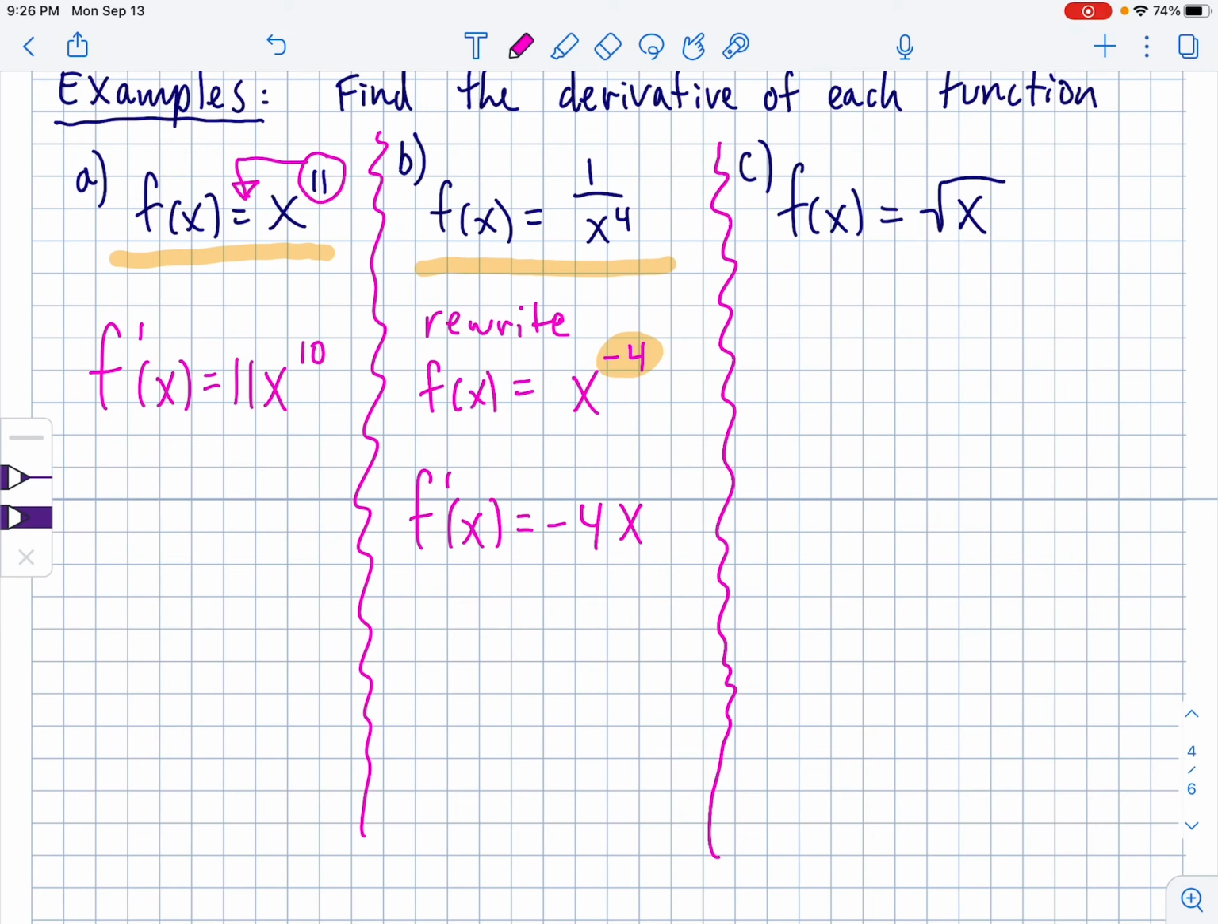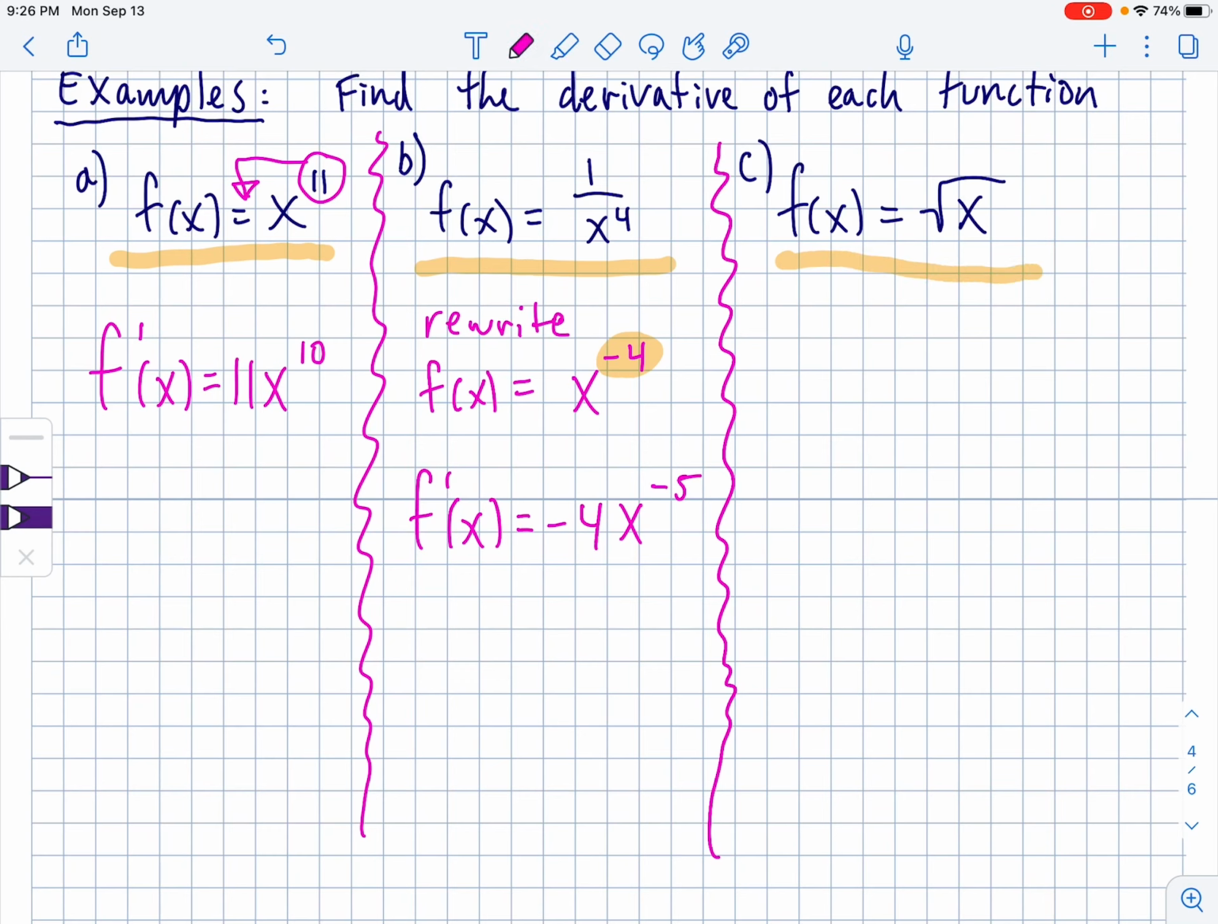Now, here's where some students will make a tiny mistake. They'll say that it's x to the negative 3. But that's not you subtracting 1. You have to subtract 1 off of negative 4, which makes it more negative. So it's f prime of x is equal to negative 4x to the negative 5th. And they leave it like that. Negative exponent. Cool.